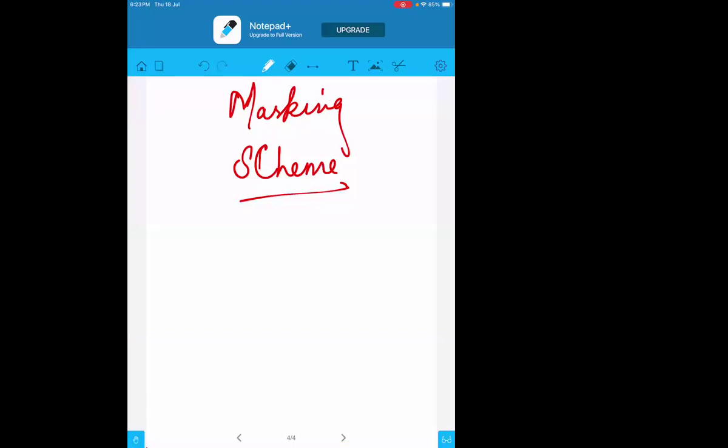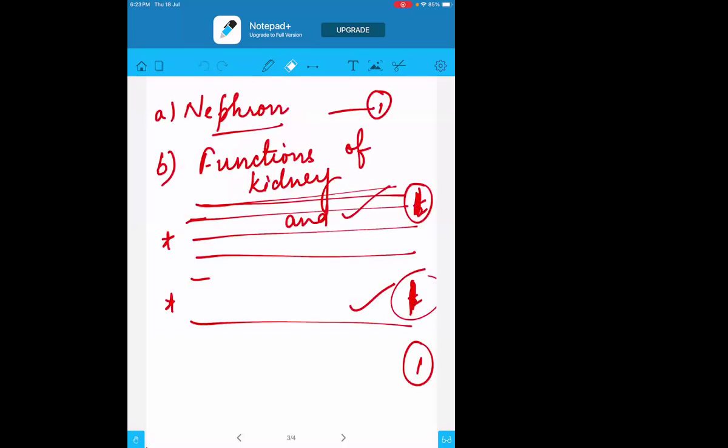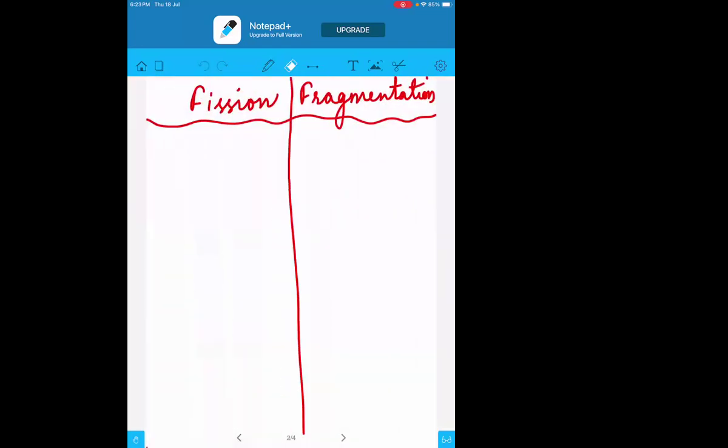Ma'am, what if they don't tell you to write anything but you still draw the diagram? How many marks will they give? They have not asked you, but you are doing it, right? Yes, ma'am. See, it depends actually. Sometimes if it is not asked, you are drawing it neatly. In that case, they will give you the full marks.